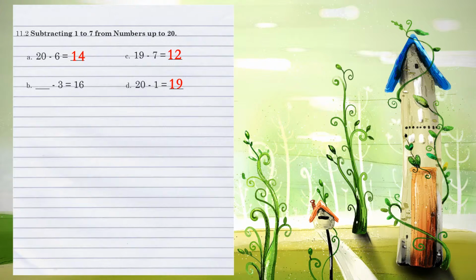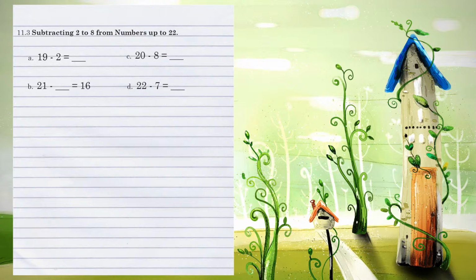Let's look at example B. What number minus 3 equals 16? Remember that adding is the opposite of subtracting, so one thing we can do here is we can take our answer and we can add 3 to figure out the number we started with. So let's count. 16, 17, 18, 19 means we started with the number 19.